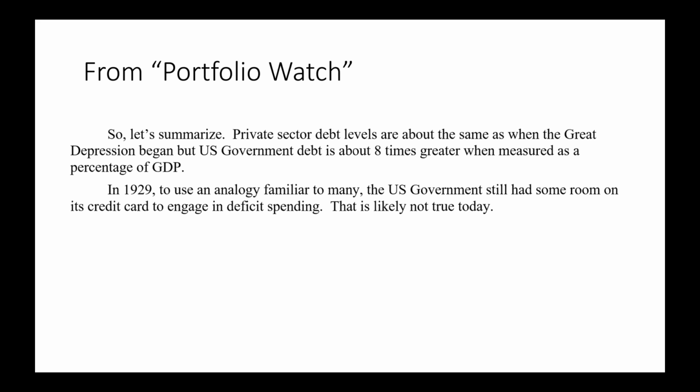So to use an analogy that many would be familiar with, in 1929, the government still had some room on its credit card to engage in deficit spending, which the government did throughout the decade of the 1930s and the 1940s with World War II. Now, today, I think it's safe to say that the government certainly doesn't have as much room left on its credit card, if it has any at all.